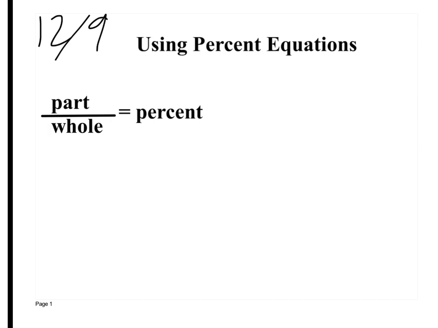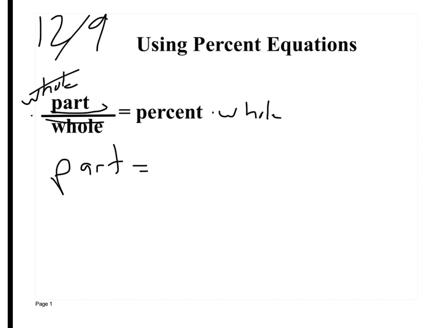Now, if I need to know something else, like let's say I need to know part, what I would do is multiply both sides by the whole, because that gets rid of that, and I have part by myself. So here's the other equation you need to write down. Part is percent times the whole. If I know I got 90% out of 20 points, I take 0.9 times 20, and I find that I got 18 of those points. Right? So that's my part.